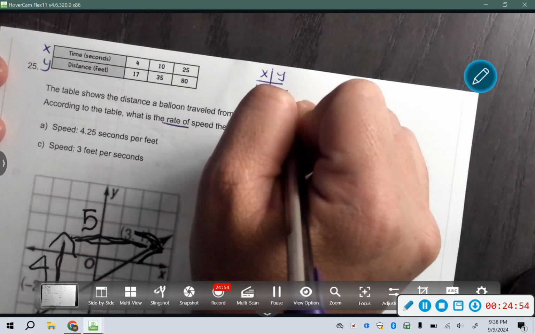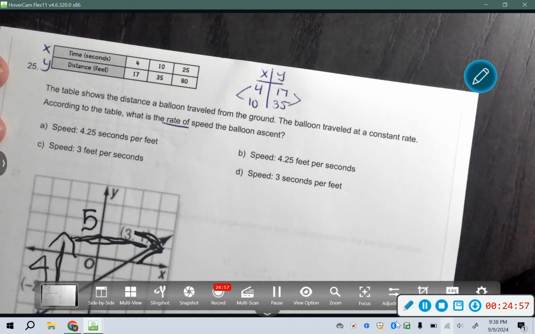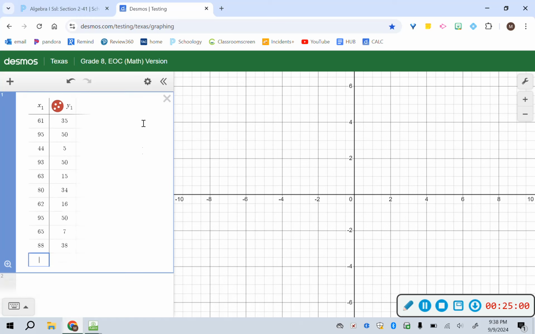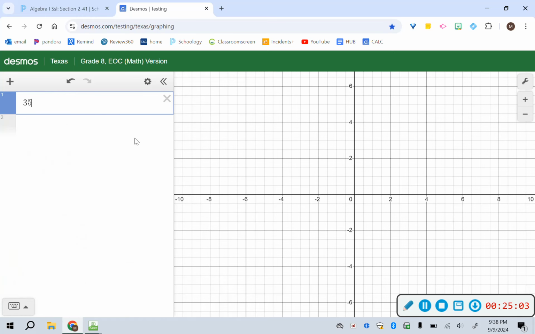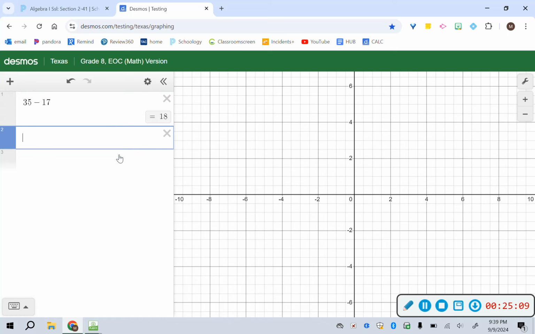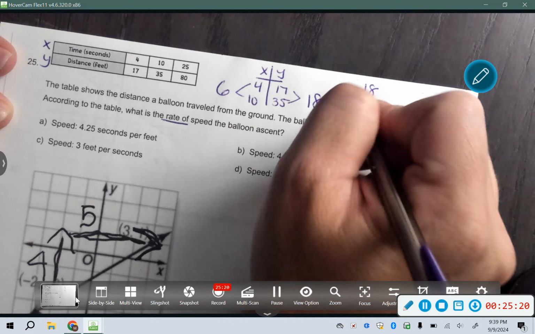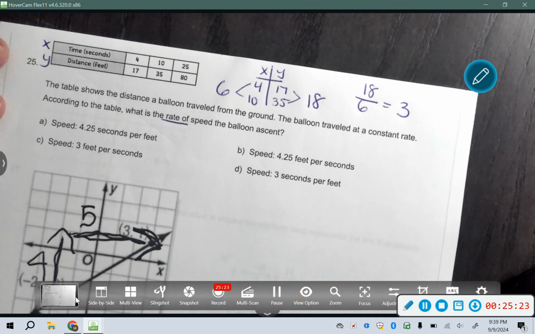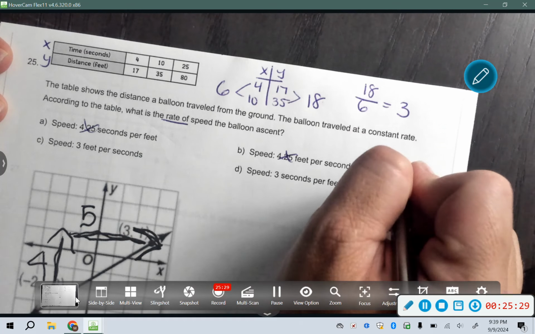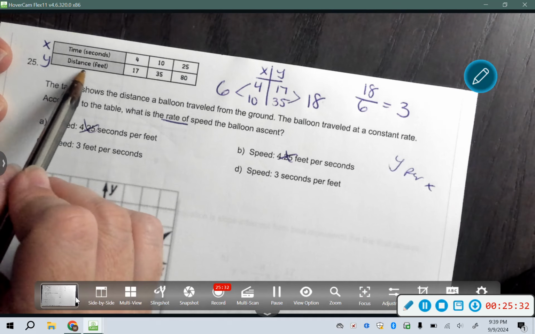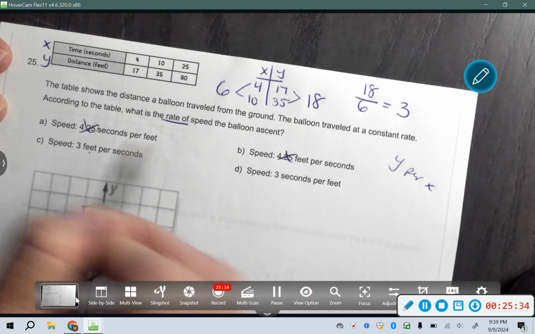10 and 35. We're going to do bottom minus top, so 35 minus 17 is 18. And then 10 minus 4 is 6. So I have change in y, which is 18, over change in x, which is 6, and that equals 3. I know it's not 4.25, and it's y per x, so distance, feet per second, not seconds per feet.